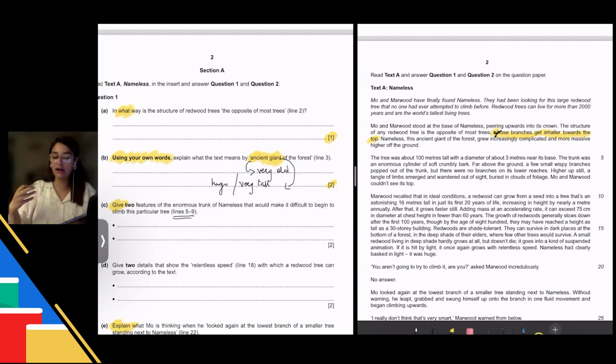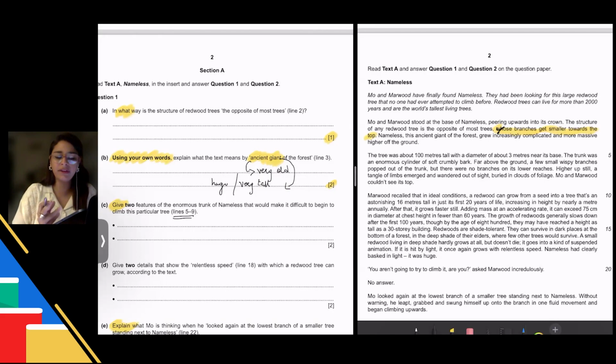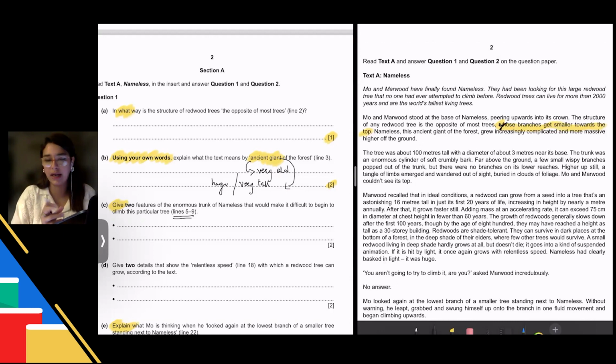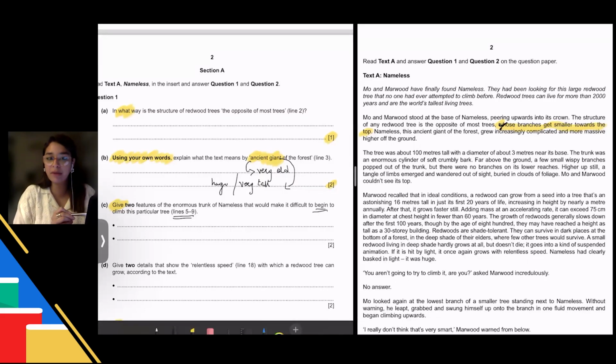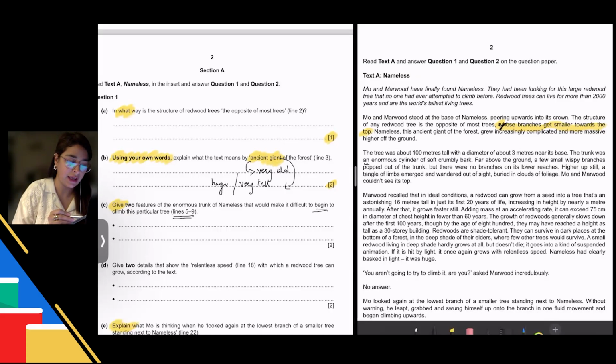Now, in this case, there are a lot of details that we could pick out that make anyone think this is about the tree, so this is something that we can highlight. Keep in mind that they're talking about what makes it difficult to begin the climb. So not just the idea of climbing the tree, but how beginning the climb itself is very difficult. We need to talk about how the initial process is very difficult, not just the entire process of climbing this tree. So if you identify the idea that there's an enormous cylinder, this would be incorrect. You do not talk about how the trunk is enormous.